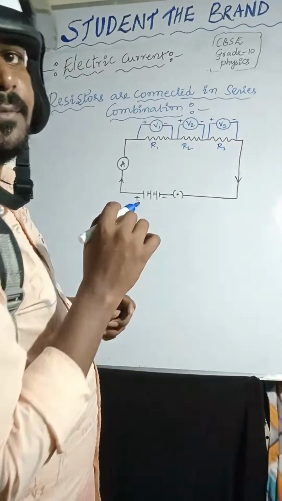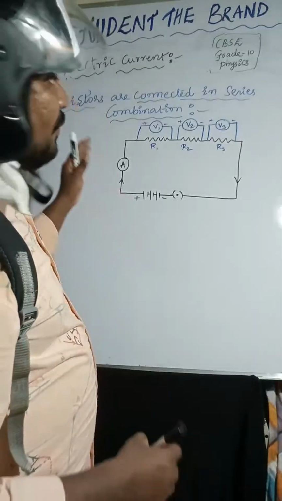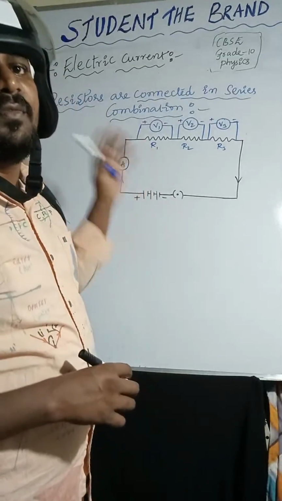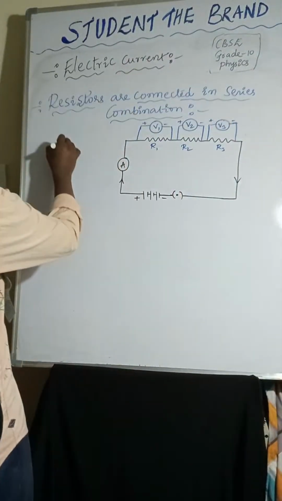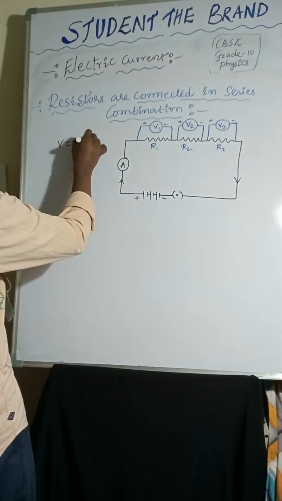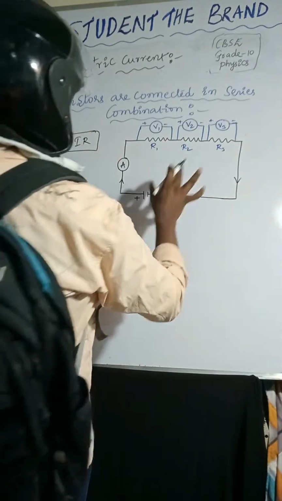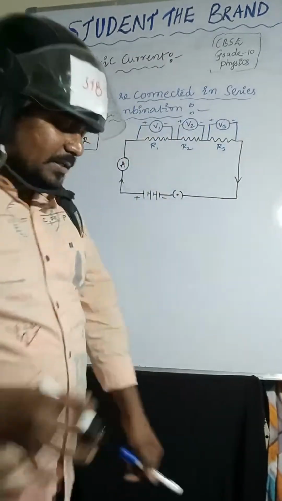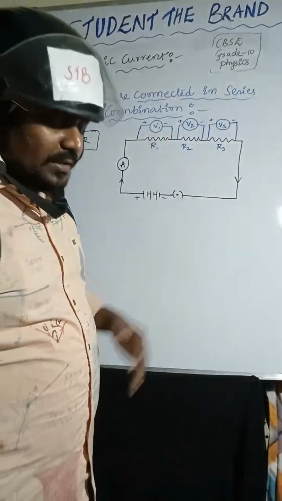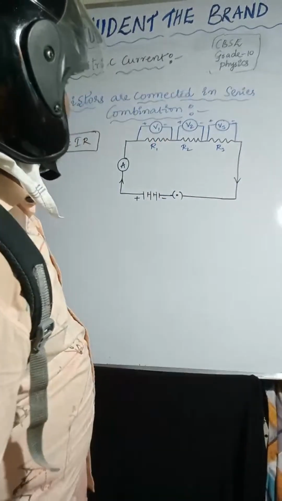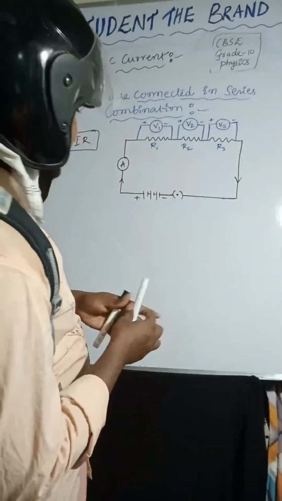Okay. Now from Ohm's law, V equal to IR, right? If you see throughout the circuit, current is the same. Through R1, R2, R3, current is the same.